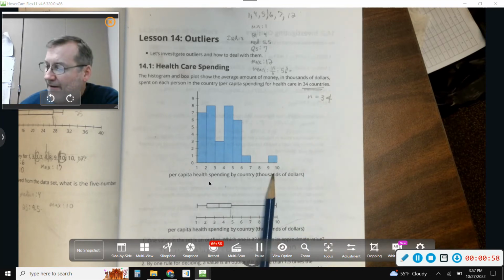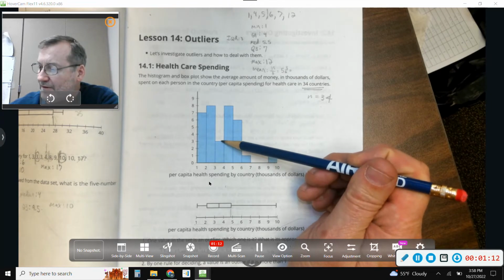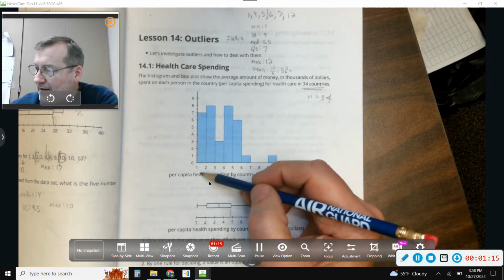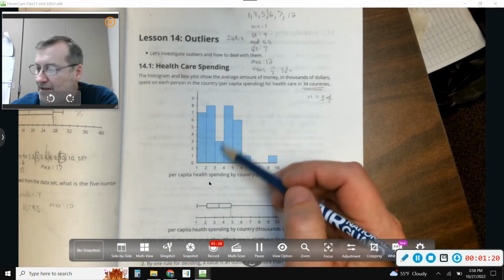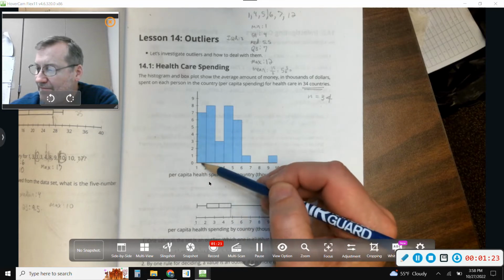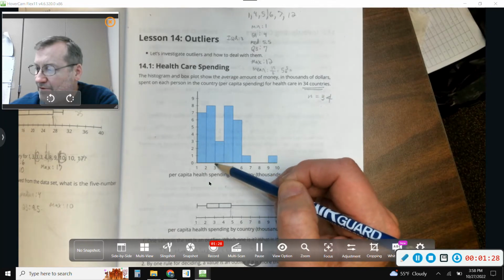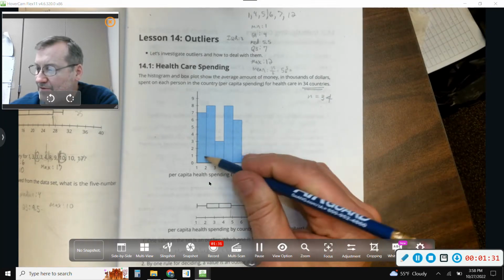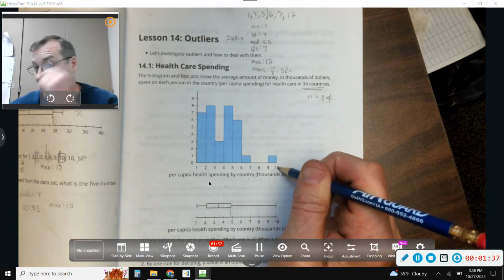So here's your histogram. And then down here they do the same thing. You have the same scale right here, and you have the same scale down here. And it's per capita health spending. So you're talking about 3,000, 6,000, 8,000, 10,000, etc. So per capita health spending by country in thousands of dollars. This is how many countries have spending between 1 and 2,000. This one is how many countries have it between 2 and 3,000. And of course, one country out here, just one country between $9,000 and $10,000 per person, per capita.